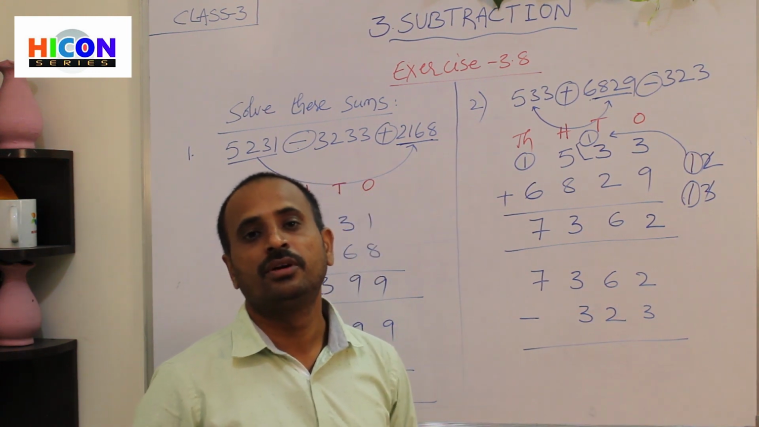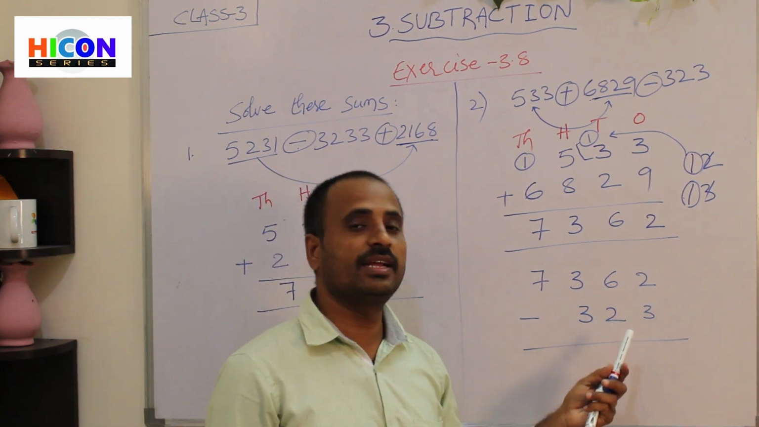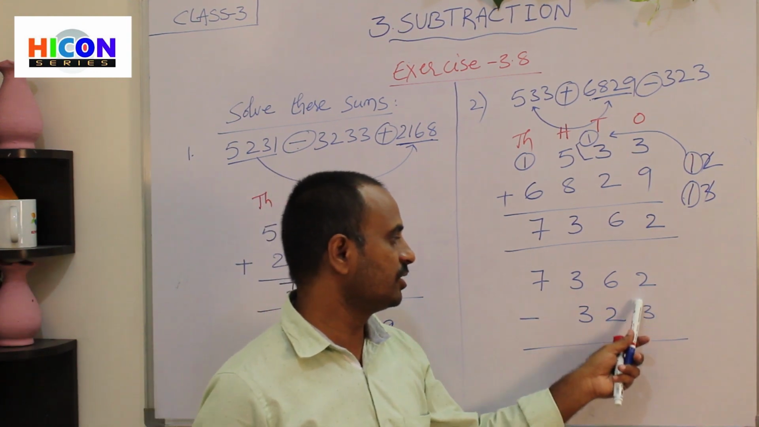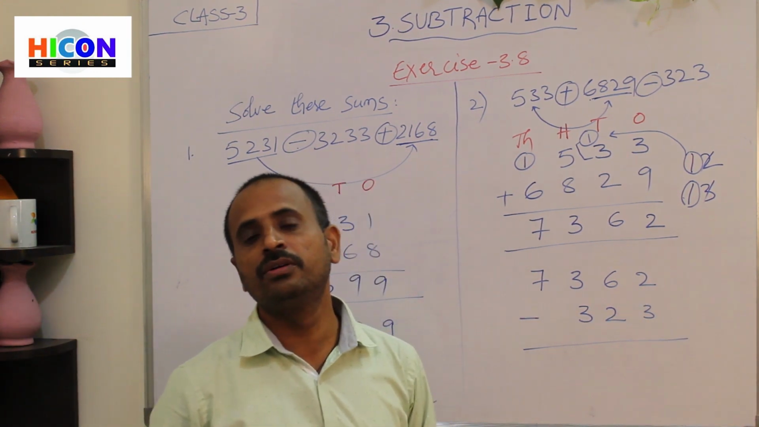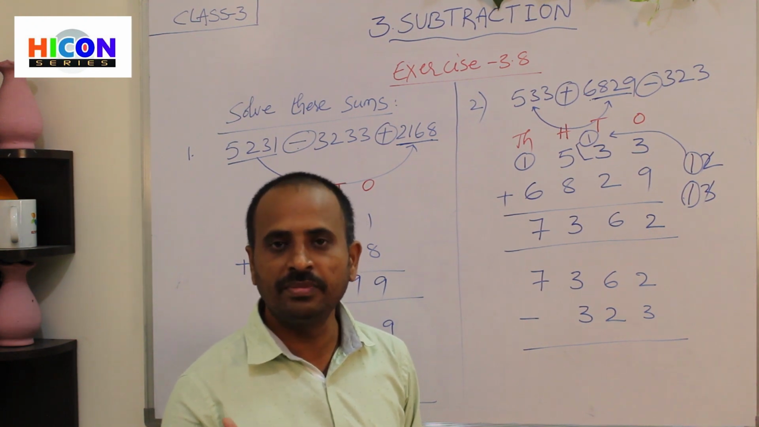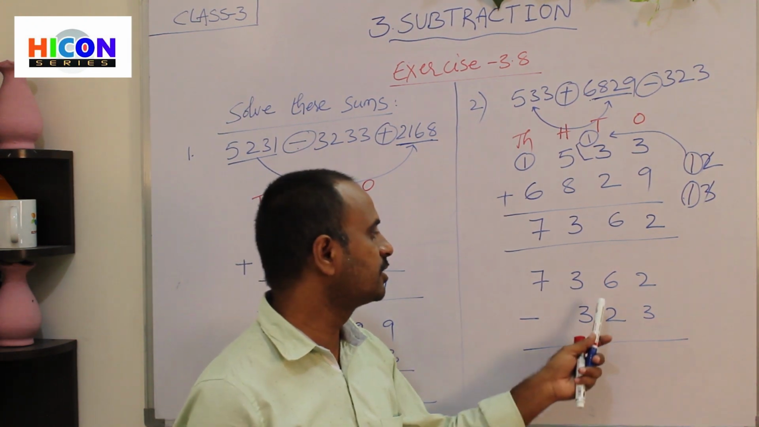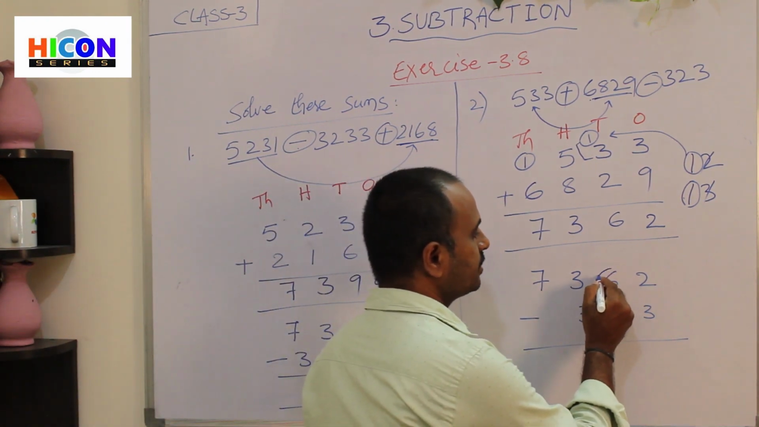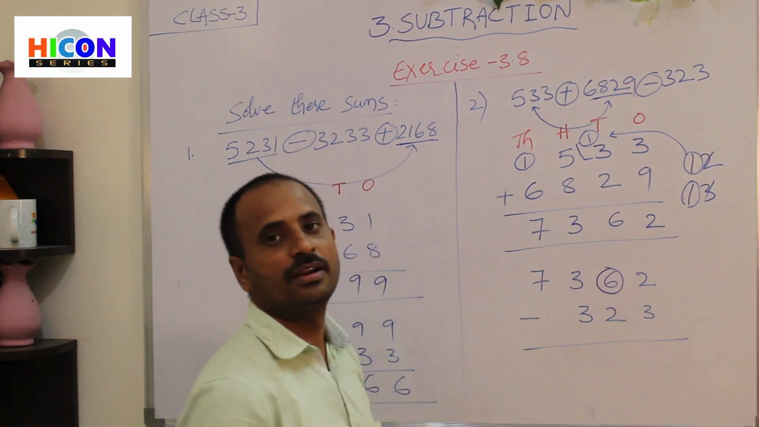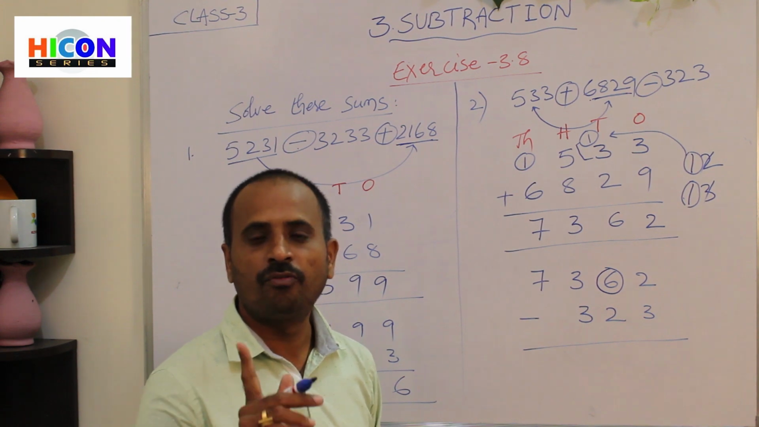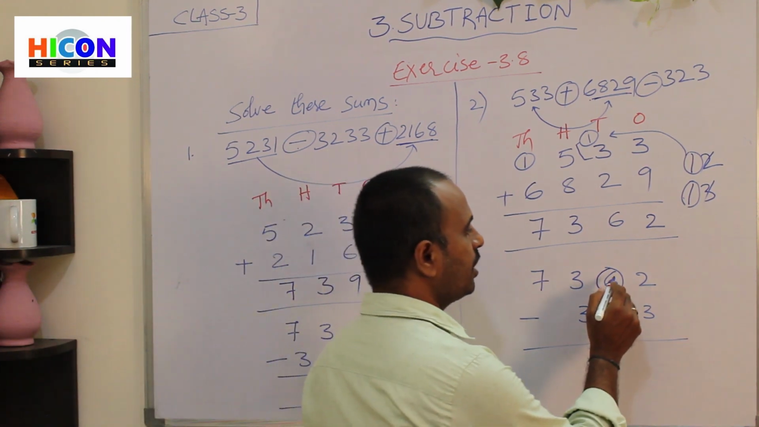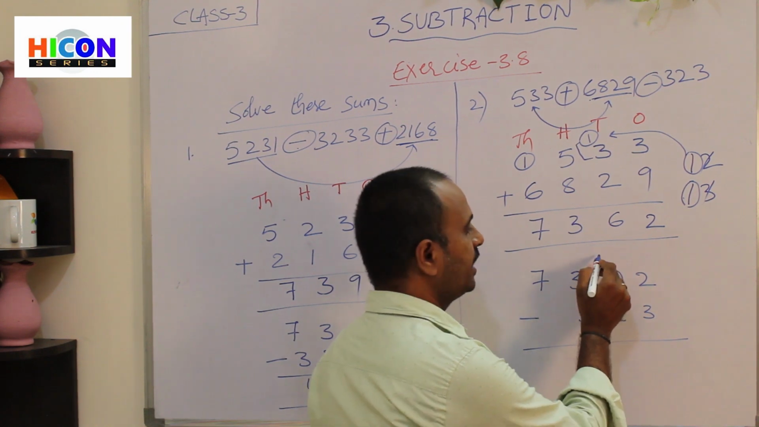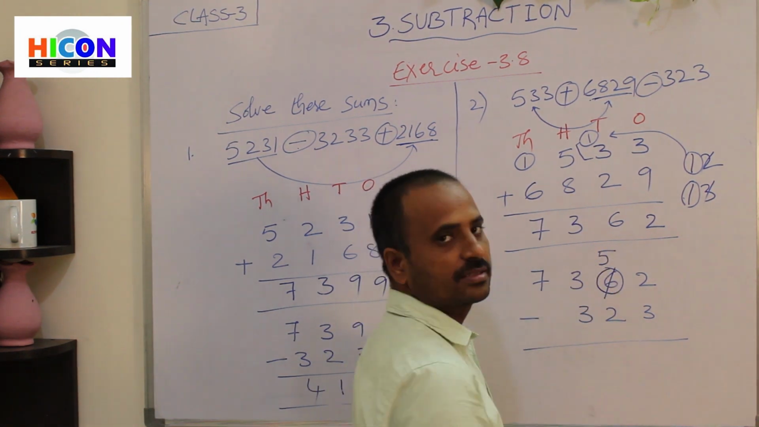Is it possible? No, because 2 is the smaller number, 3 is the greater number. So that's why here subtraction is not possible. Then what do we have to do? We have to borrow from the next place. What is its next place? Tens place. How many tens are there here? There are 6 tens. So borrow 1 ten from it. If you borrow 1 ten, how many tens will be there? There will be 5 tens.